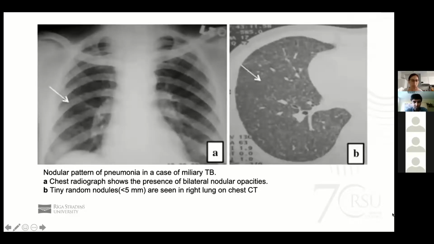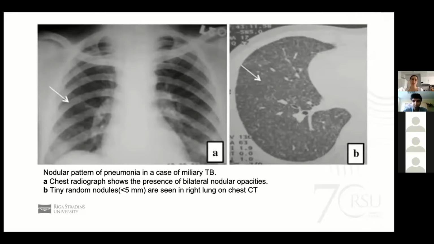Here we have an example of nodular pattern of pneumonia caused by miliary tuberculosis, which is a more extensive form of tuberculosis, spread throughout the lung parenchyma. In picture A, you can see a chest radiograph showing the presence of bilateral nodular opacities, which means it's shown as whitish areas. In picture B, we have tiny random nodules. You can see these very tiny random nodules where the arrow is pointing, a light gray round area, like a solid mass. It's not very clear to see, and you have to look very carefully. For me, it was quite hard to see at first, but it's diffuse, and it's there.